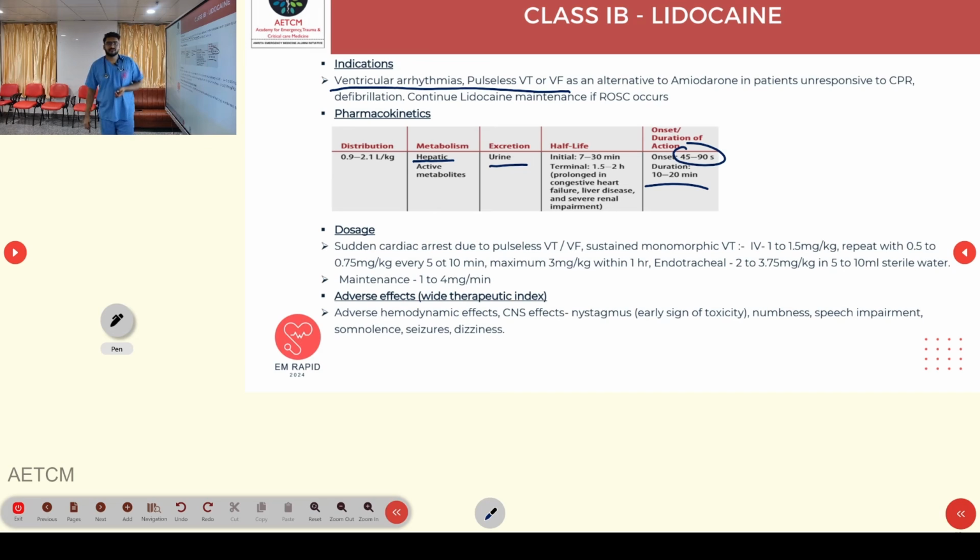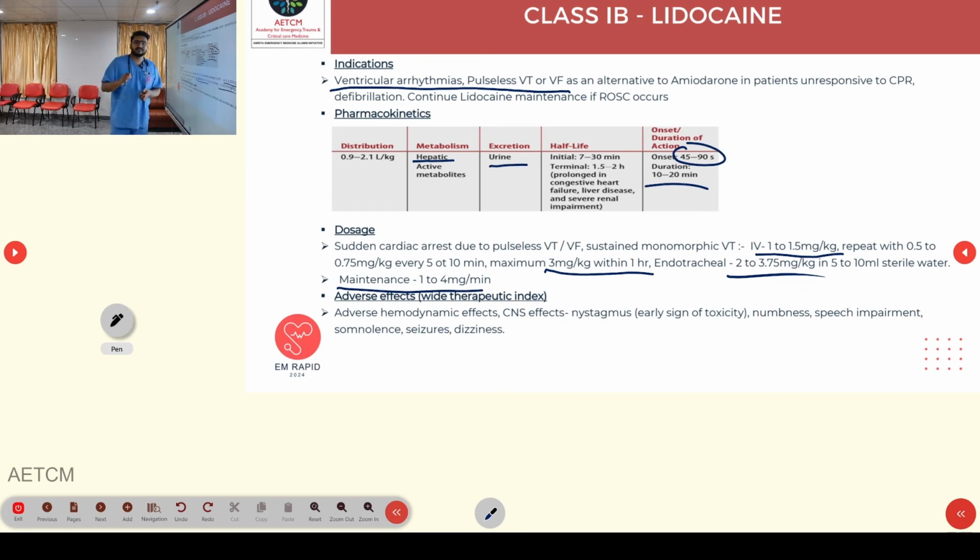Okay, and the dosage in sudden cardiac arrest, we all know, is a loading dose of 1 to 1.5 mg per kg, and we can repeat half of it, which is 0.5 to 0.75 mg per kg, every 5 to 10 minutes. Maximum we can give is 3 mg per kg within 1 hour, and the endotracheal dose is around 2 to 3.75 mg per kg in 5 to 10 ml sterile water. We'll have to give double the dose of the IV dosing in endotracheal dosing. And for maintenance, we can give 1 to 4 mg per minute.